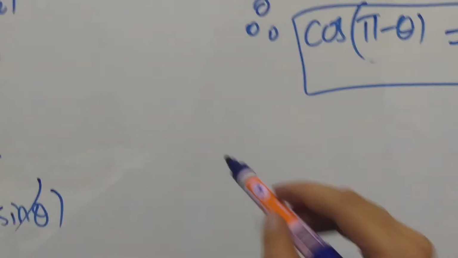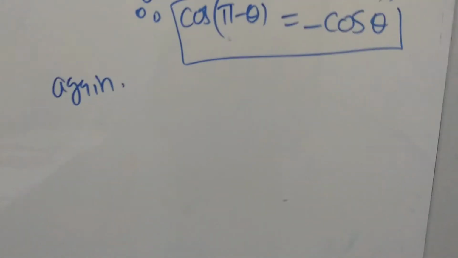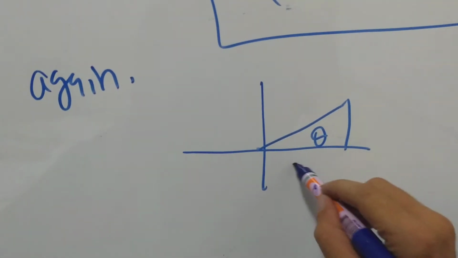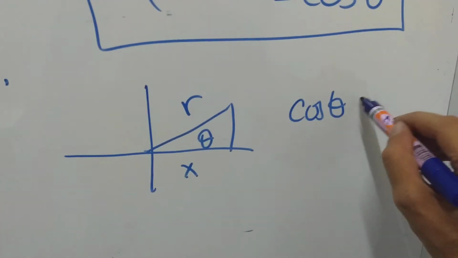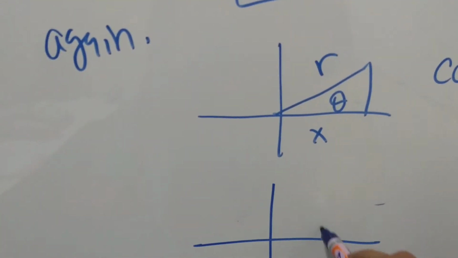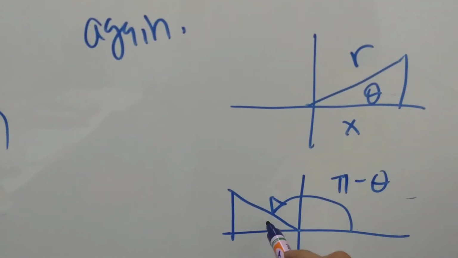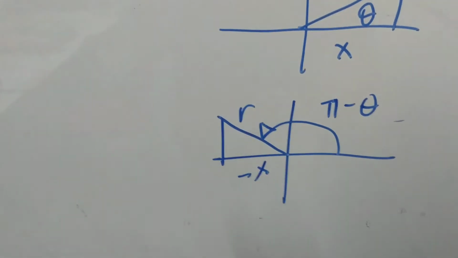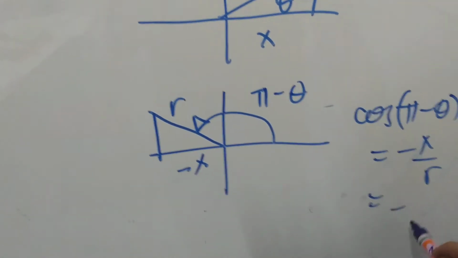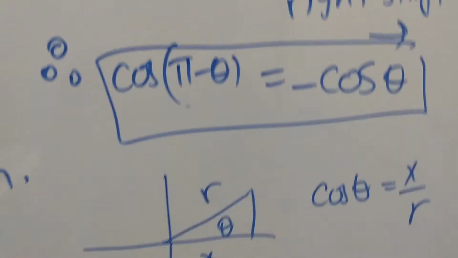There we go. Now, another way, again, let's do it another way. So it's good to do the same thing in many ways, because if you didn't understand it the first way, there's always the second way. So we have a triangle, angle theta. This is x and r. Cos theta is x over r, adjacent over hypotenuse. Now, if we go all the way out here and do pi minus theta, we end up with the same kind of triangle, except it's minus x and r. So cos pi minus theta is minus x over r, but this is minus cos theta. Ta-da!